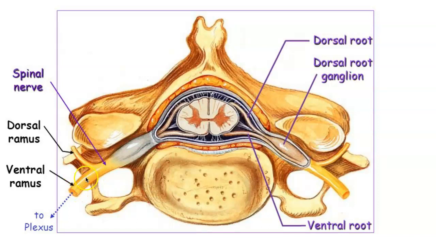We are going to talk about the ventral ramus and how the ventral rami of these spinal nerves are going to join together to form things called plexuses. So that will be in our next video when we learn about all our different plexuses and the peripheral nerves that are formed from them. So that's it for this one.